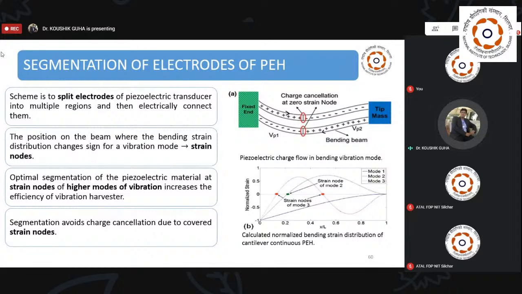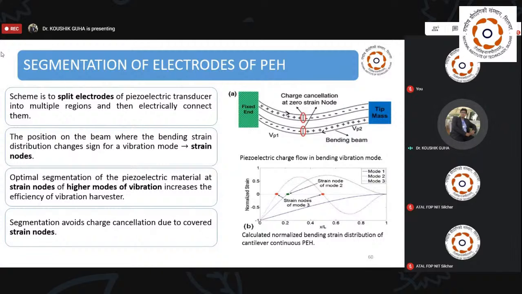And the second technique that we are adopting is segmentation. In the picture on the right-hand side, we can see how the piezoelectric charge is flowing in the bending of higher vibration modes. Whenever you apply some stress or strain on the piezoelectric beam, the charges develop in this way: positive, then negative, positive, negative, and after a certain length it will alter. So it will be negative, positive, in the reverse way.